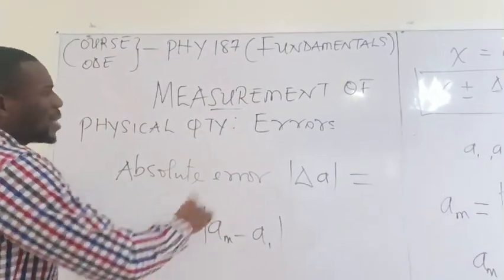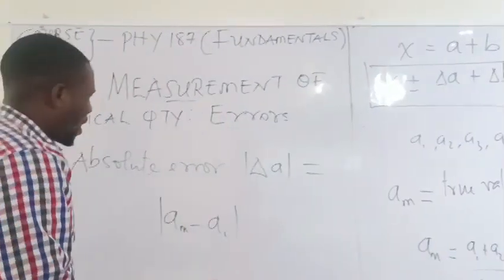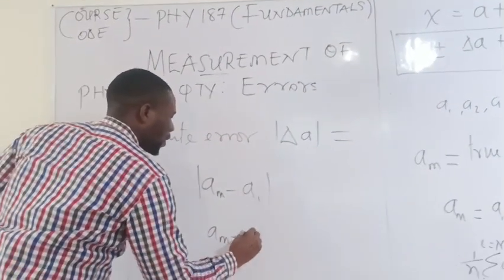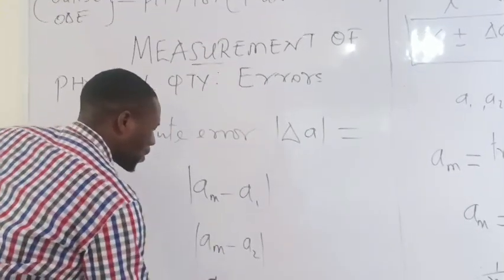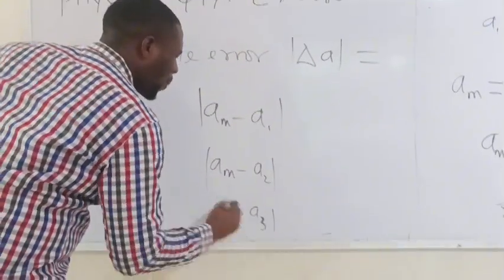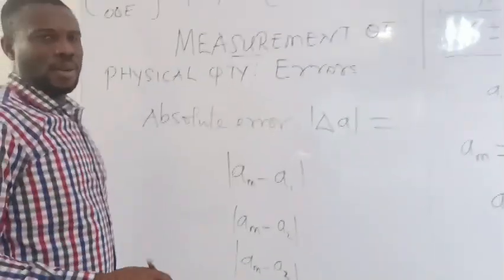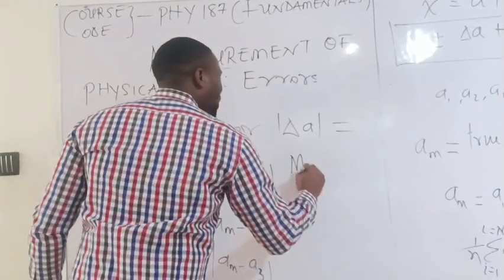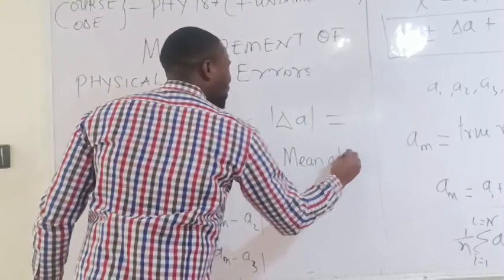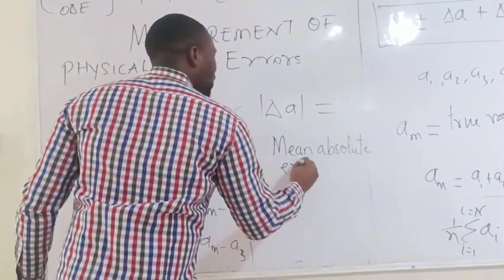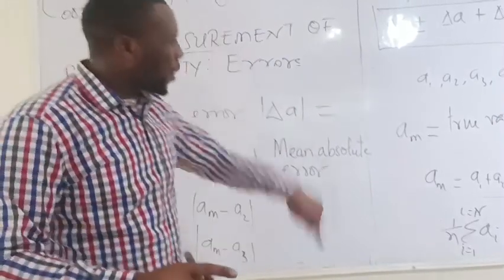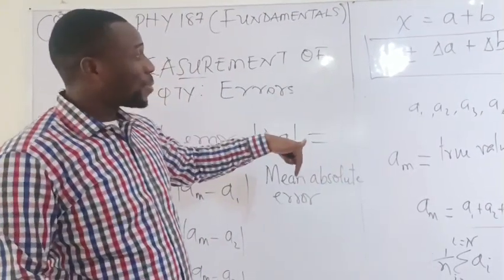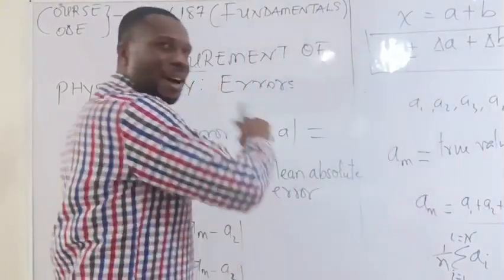Now, since I have several of these measured values, it simply means I could take the absolute error for the first, for the second also, for the third, and of course, I could take up until the nth value. So I could also take the mean of the absolute error. The mean absolute error will now be that error that I could report alongside the true value. So that would be the measured value with its error, since I have several repeated values.